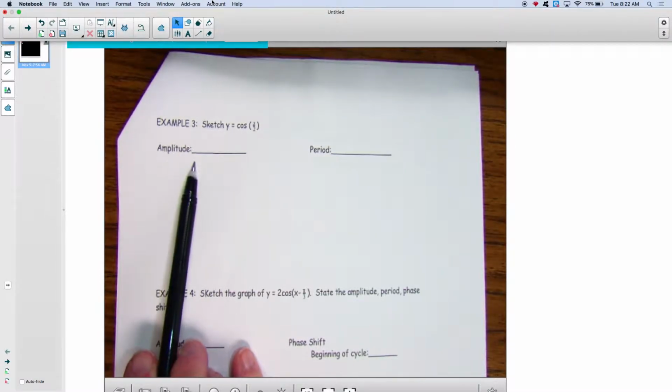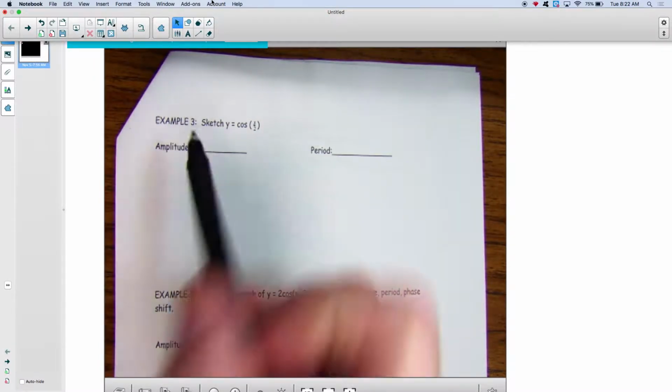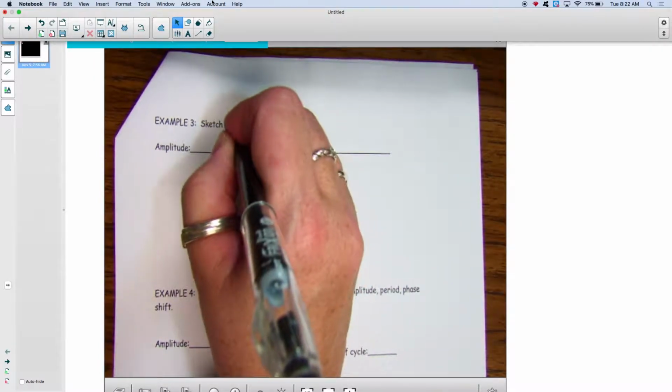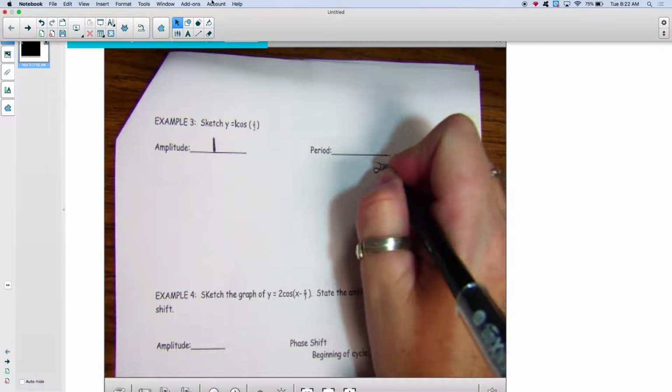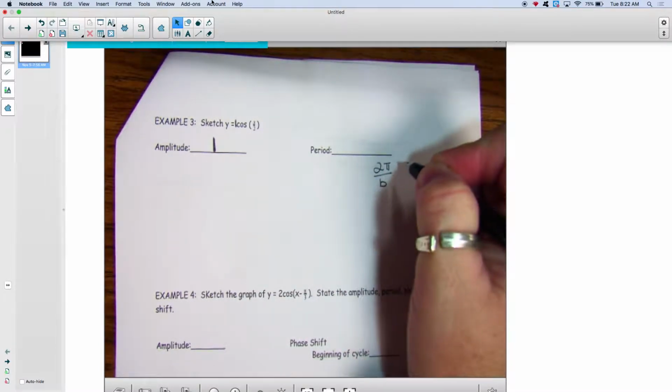And I'm going to start with what's the amplitude? How tall is this function? One. It's just the number in front. It's just this number here. There's a 1 there. So our amplitude is 1. To find the period, because the original function has a period of 2 pi, we take 2 pi and divide it by b.